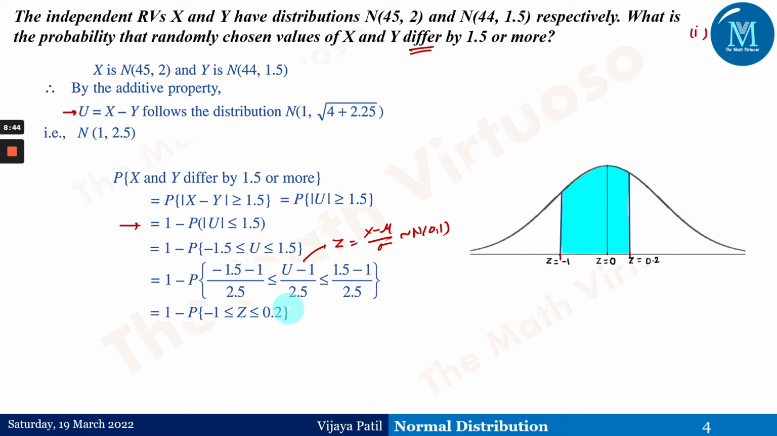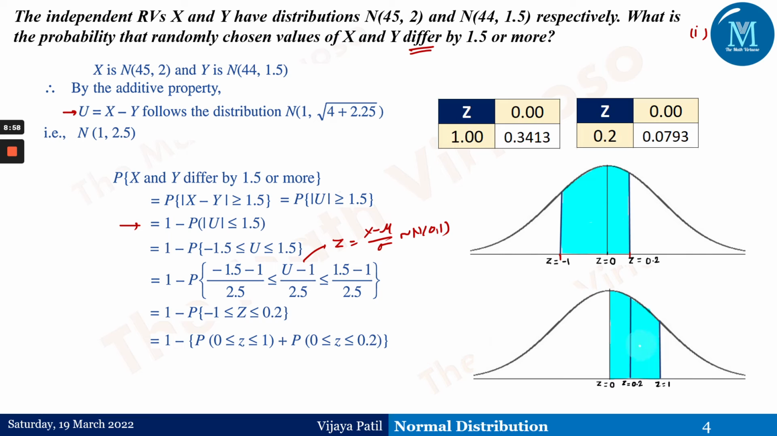But if you observe in a statistical table, we have been given the values only for positive z, from 0 onwards. But because of the symmetry, we can draw this figure in this way, from 0 to 0.2 and then 0 to 1. That means, because of this symmetry, we can write down.